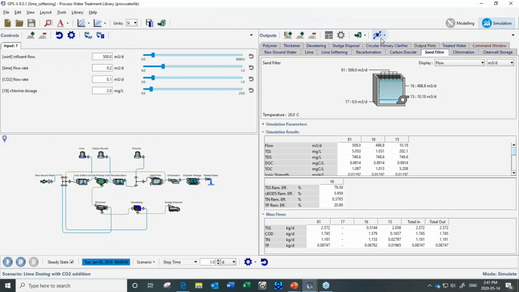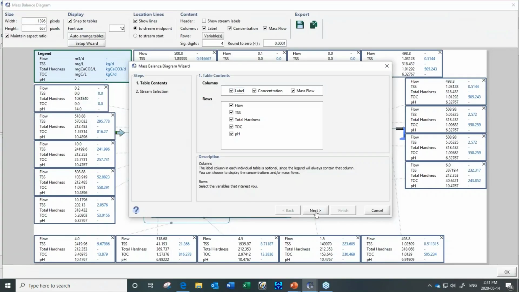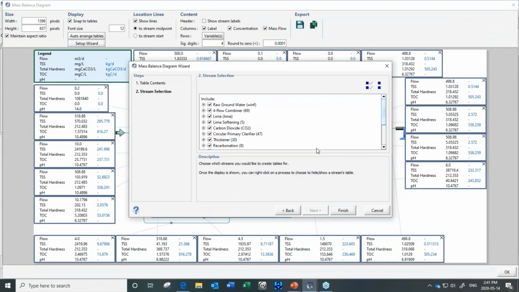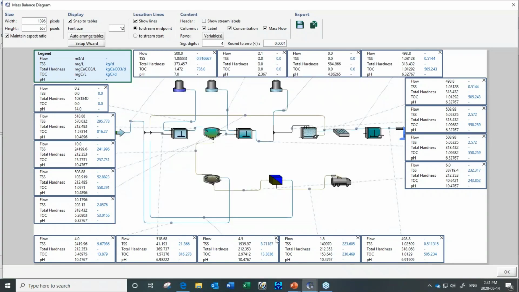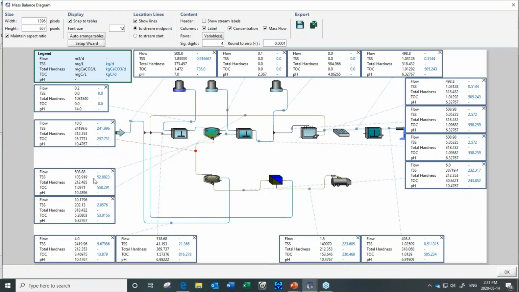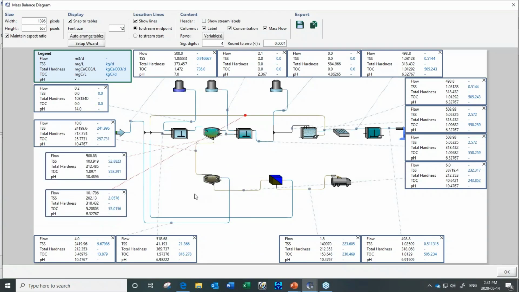The other part is, of course, the mass balance tables, and you can create a lot of mass balance tables. This might seem a little crowded, but you can just remove the things that are not required, and then rearrange these at the right place. So it provides you a very easy way to prepare your mass balance diagrams as well.